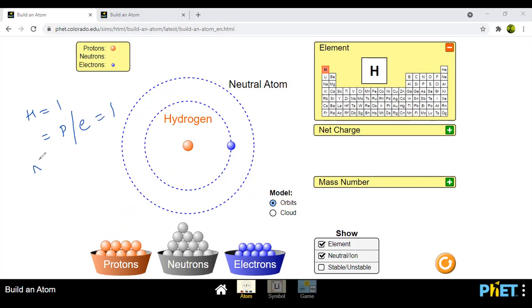But the number of neutrons is completely 0, because when you add protons plus neutrons, you get only 1. So you can easily understand that the mass of hydrogen is only 1 here. To get the mass equal to 1, the number of neutrons must be 0. Then only you will get the mass as 1. So this is a hydrogen atom.